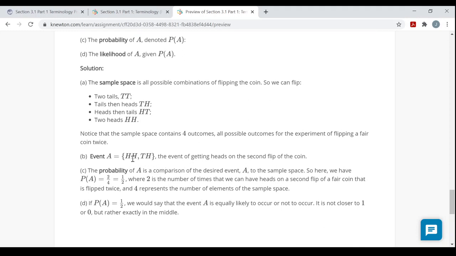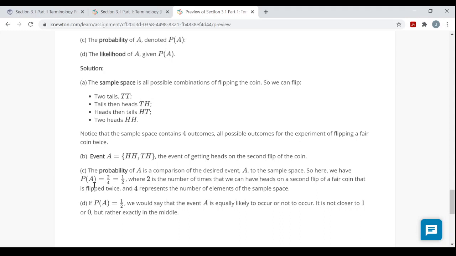Well, there were 2 outcomes in event A out of the 4 possible outcomes in the sample space. So 2 out of 4, or reduce that to 1 out of 2, 1/2, 50%. Right? 2 is the number of times we can have heads on the second flip, divided by 4, the total number of elements in the sample space.